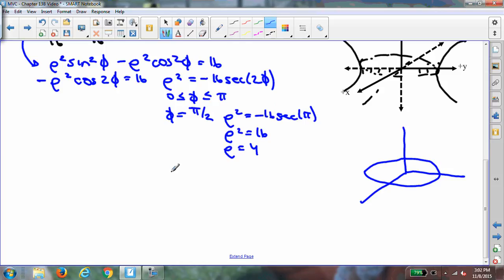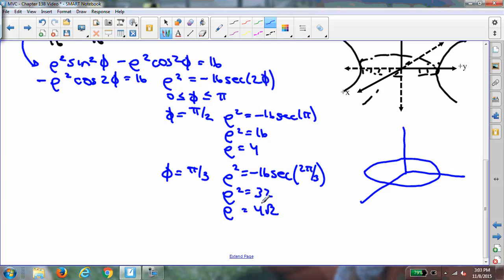Now let's say I use something like phi equals pi over 3. Substituting that in, that would be rho squared equals negative 16 times secant of 2 pi over 3. Secant of 2 pi over 3 is actually negative 2, so that would be 32. So we get rho equals 4 square root of 2. So if phi equals pi over 3, I'm actually at rho equals 4 square root of 2, which would be a little bit larger. So if phi equals pi over 3, I'm going to end up somewhere down here with a little bit of a larger circle.